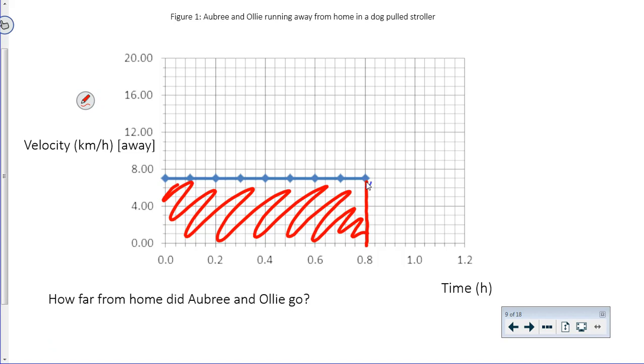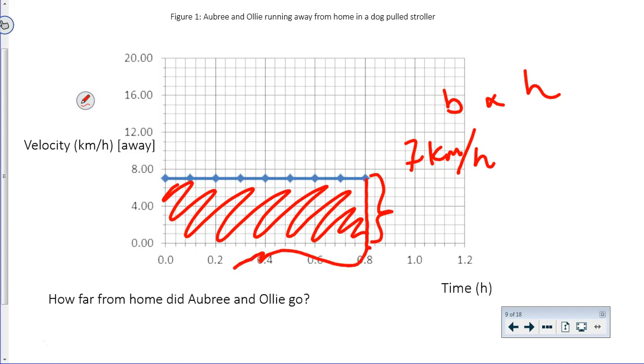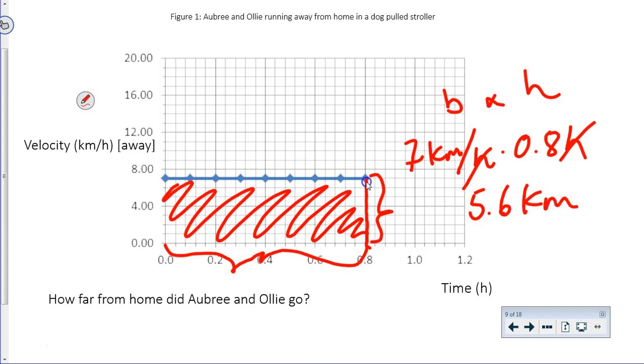Let's double check. We have 7 kilometers an hour, so 7 kilometers per hour represents our height, times our base length. The height here was 7 kilometers per hour. The base is along here. It is the 0.8 hours. That gives 5.6 kilometers. So area under a VT graph will always give us D.